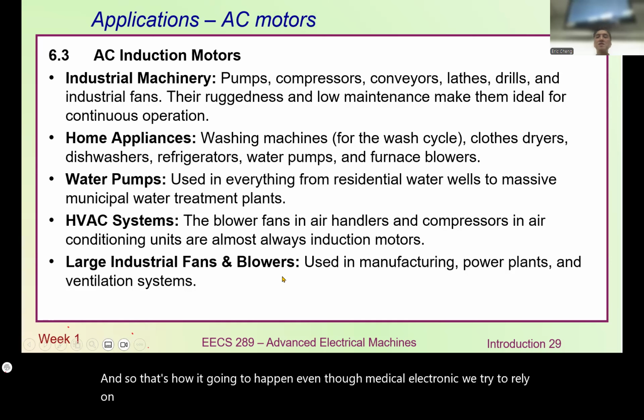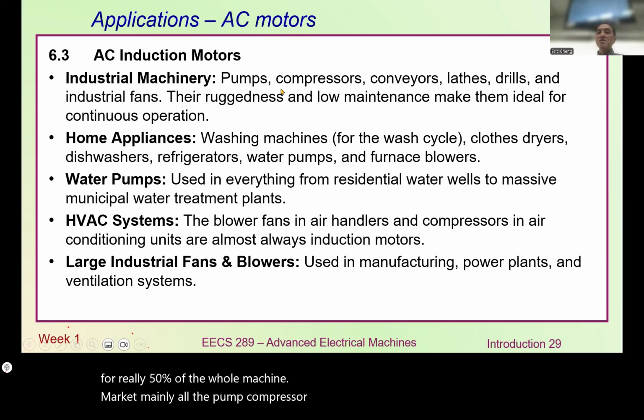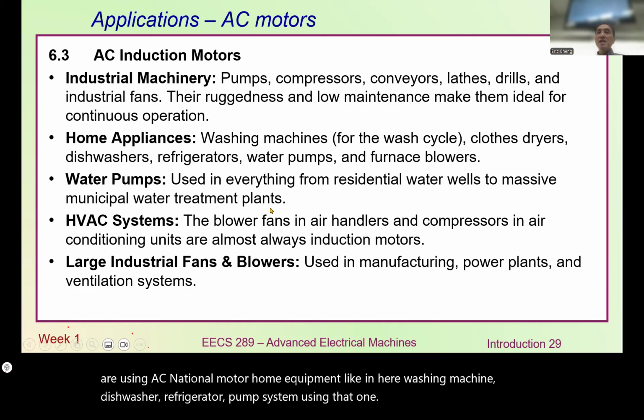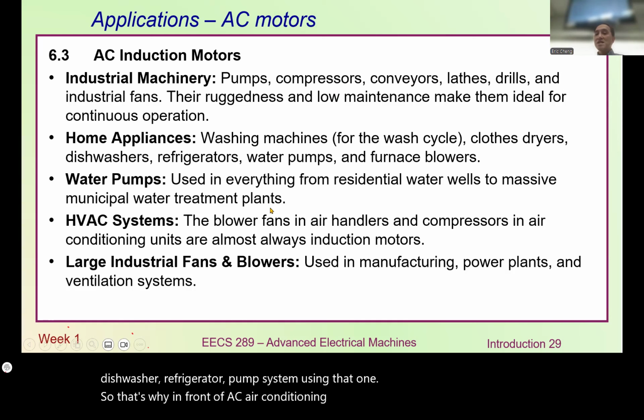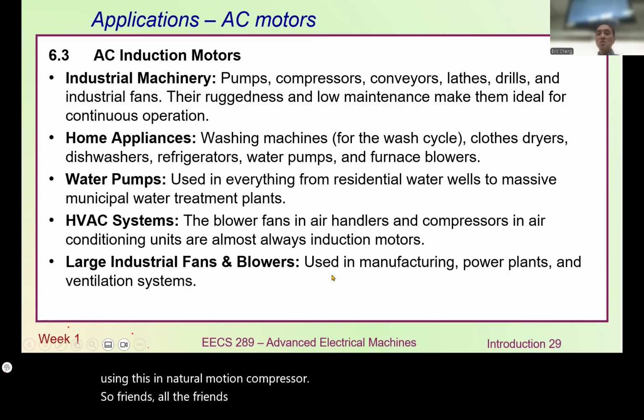So AC industrial motor is still a really big market. I think it accounts for about 50% of the whole machine market. Mainly all the pumps, compressors, all these building equipment basically are using AC industrial motor. Home equipment, like washing machine, dishwasher, refrigerator, pump system, uses that one. So even the air conditioning system at home, we are all using this industrial motor compressor. All the fans here, cooling fans, are also using this one.